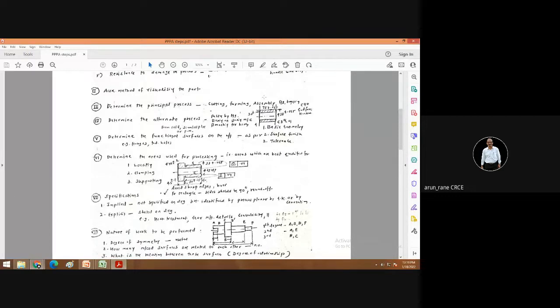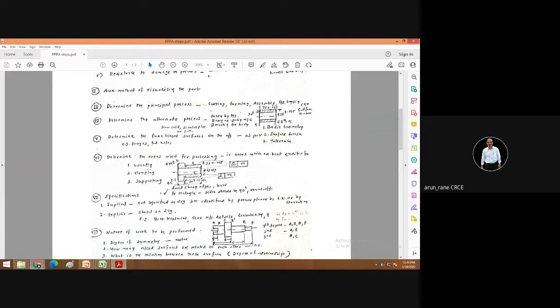So determining the functionally important surfaces on the workpiece is based on these three criteria, that is geometry, surface finish and tolerance. And it is very simple. If you look at the drawing, you will come to know. And we are going to study one drawing.